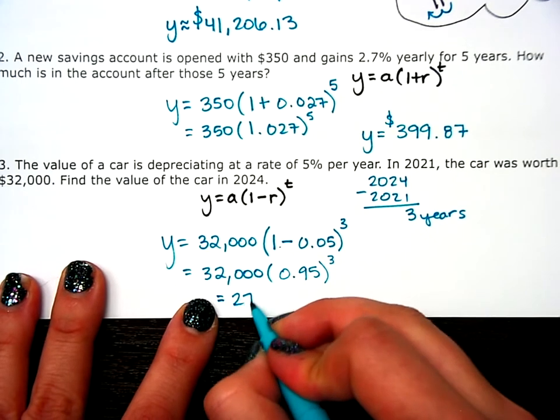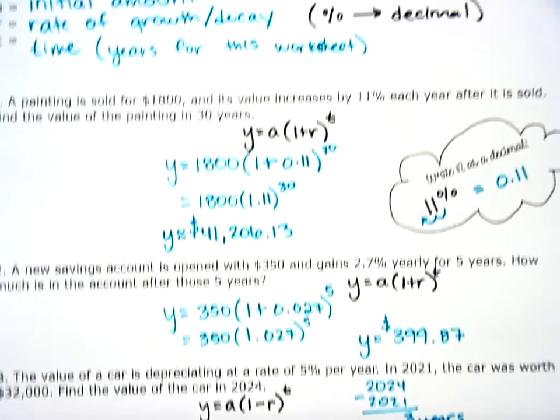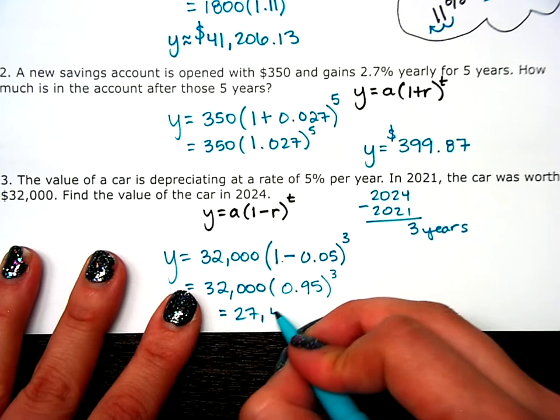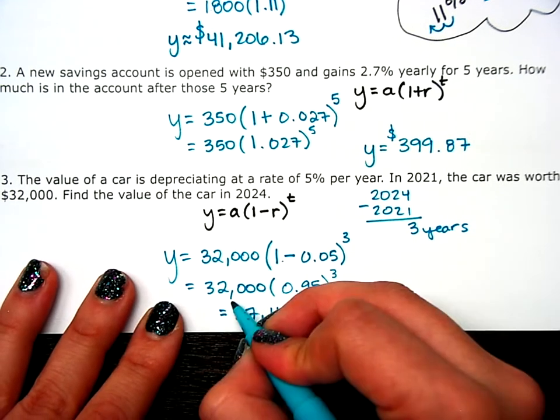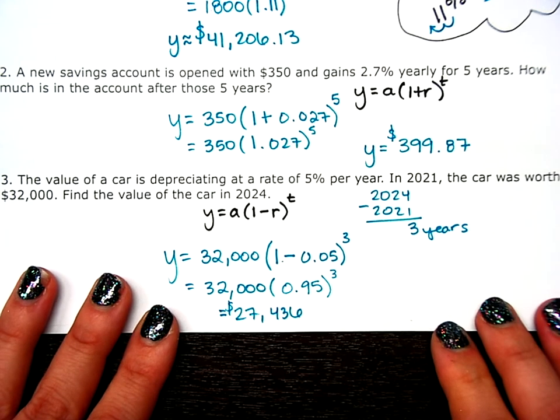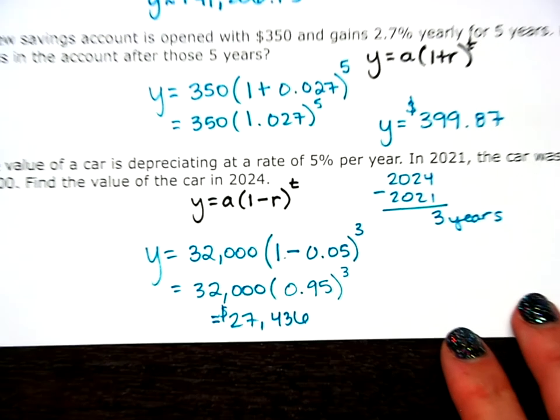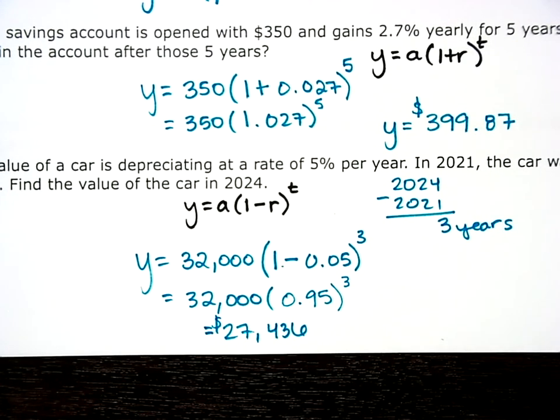So you should get, our final answer is 27,436. Okay, this again was about dollars, so I'm going to put that in my answer. Just a reminder, guys, sometimes these problems are going to be about population, things, money, so we won't always put a $ sign as our answer, just depending on if that's what we're asked for.